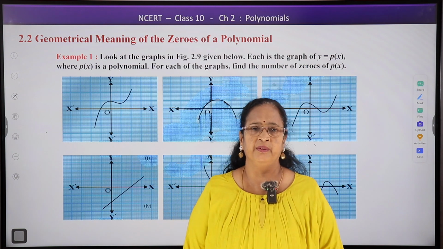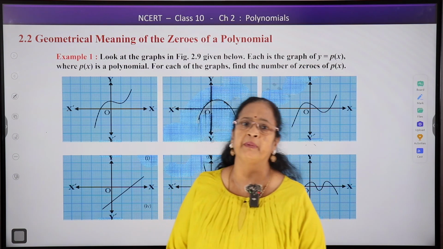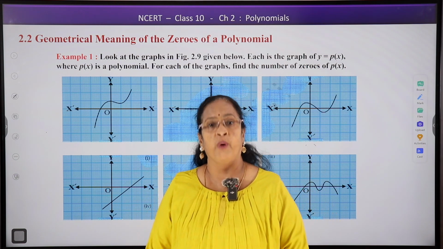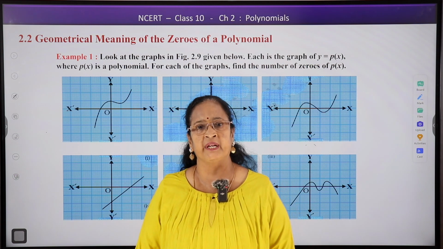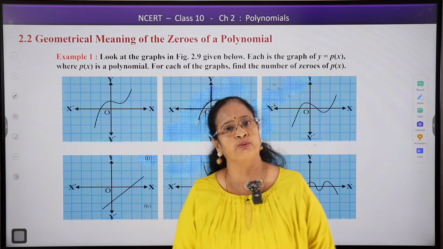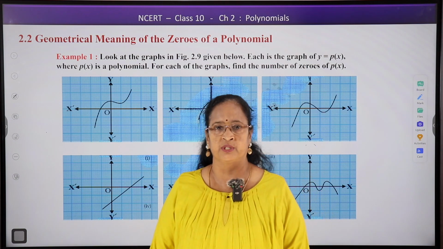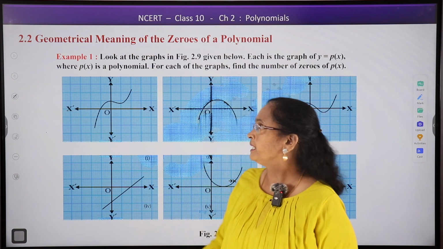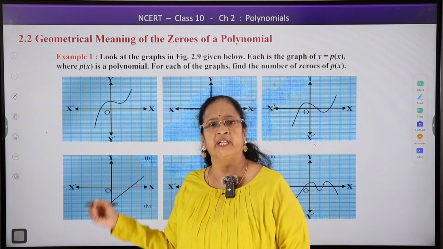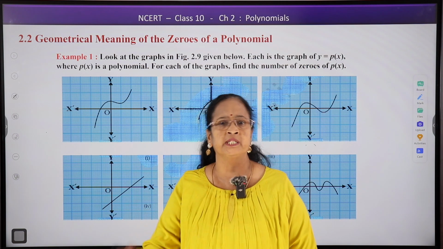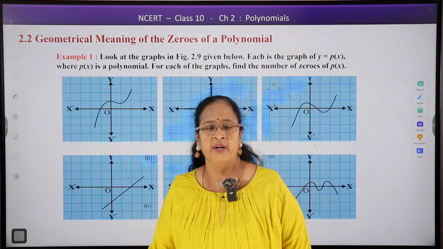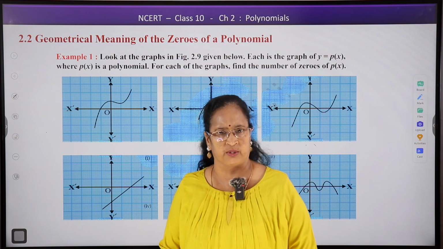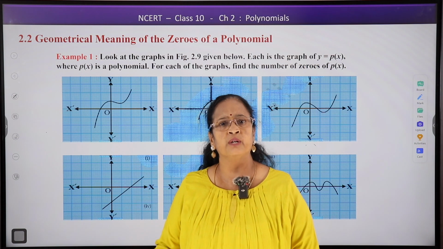In the last video, we had learned about the geometrical meaning of the zeros of the polynomial using 1 zero, that is linear equations, 2 zeros, that is quadratic equations, and 3 zeros using cubic polynomials. Now today, let us do the examples of this chapter using the concepts which we learned in the last video.